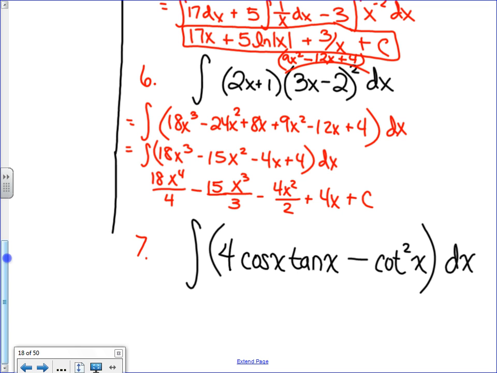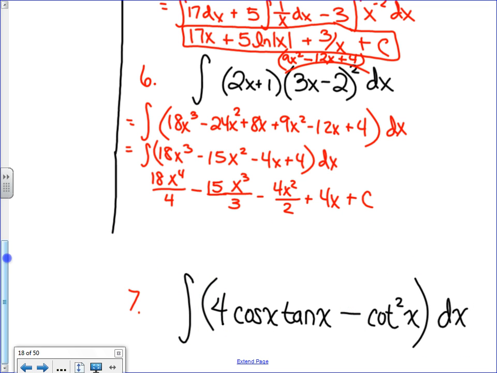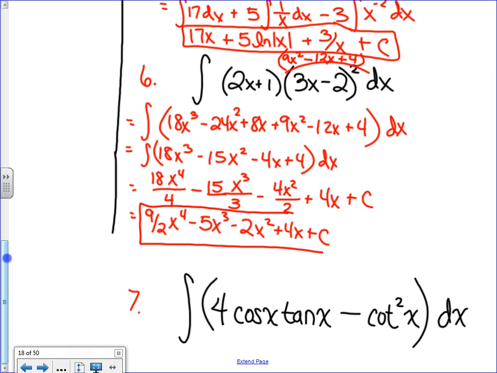So then what could I do? Well, I guess I could simplify, huh? 18 over 4 ends up being 9 halves x to the 4th minus 5x cubed minus 2x squared plus 4x plus c.